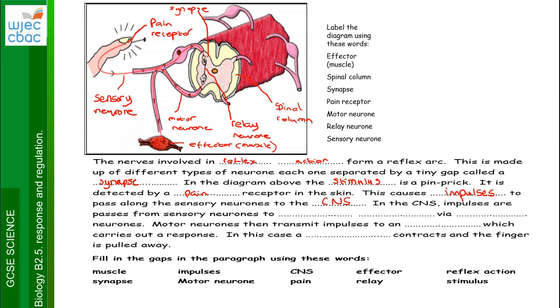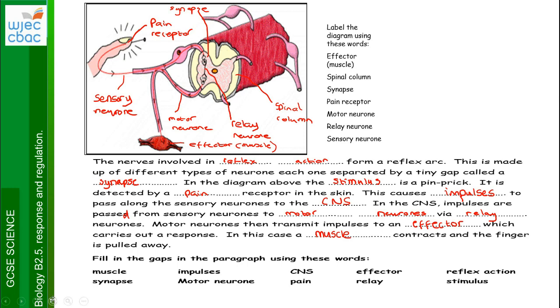In the CNS, impulses are passed, that should be passed, not passes, from sensory neurons to motor neurons via relay neurons. Motor neurons then transmit impulses to an effector, which carries out a response. In this case, a muscle contracts and the finger is pulled away.